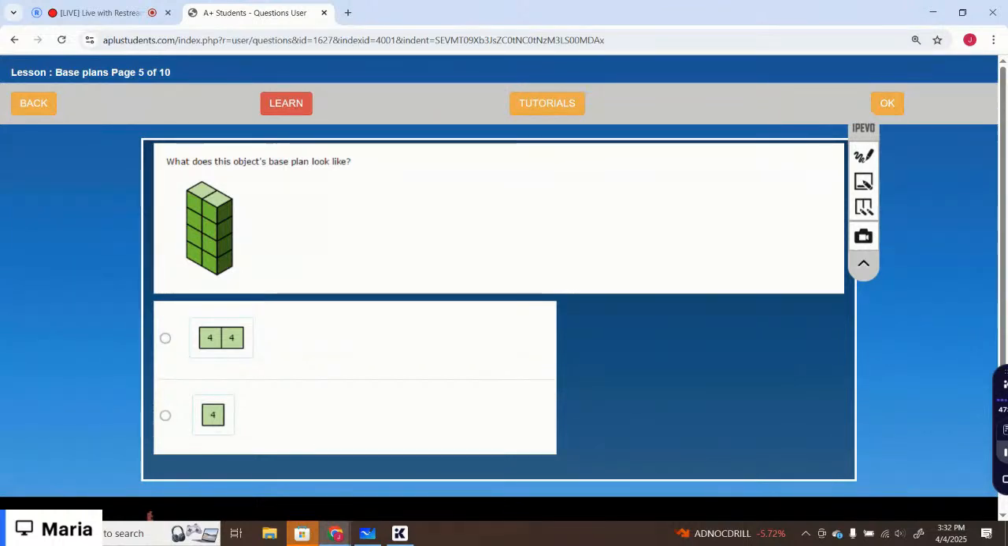What does this objects based plan look like? Option number one is the correct option. Okay, you can complete the lesson by yourself later today. Let's just move on to the next lesson.